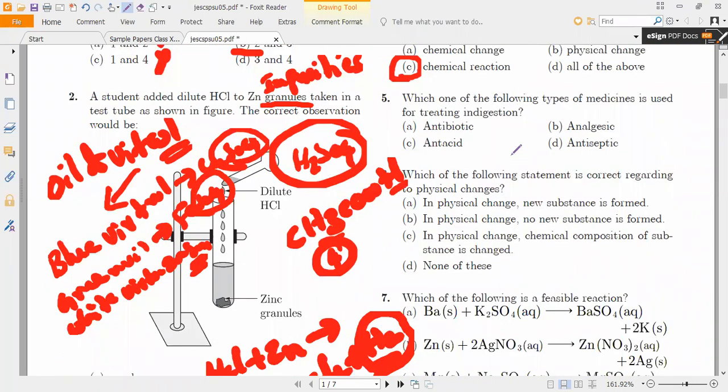Next, which of the following types of medicines is used for indigestion? Antacid, as we know.